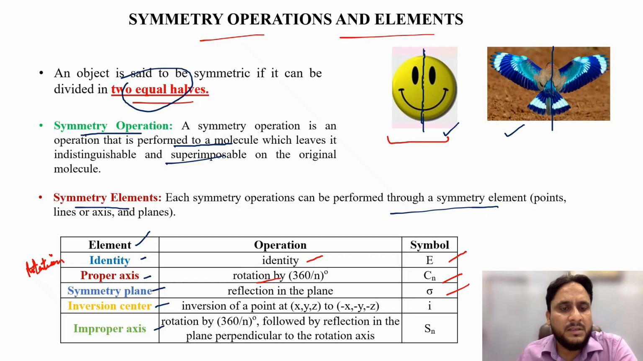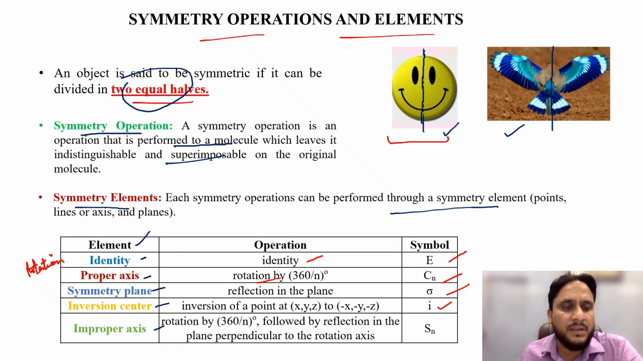Then inversion center is a point by which if we invert the molecule, the resulting molecule is exactly the same as the original molecule. So it is a point or a center through which we can invert the molecule. It is represented with the symbol i.